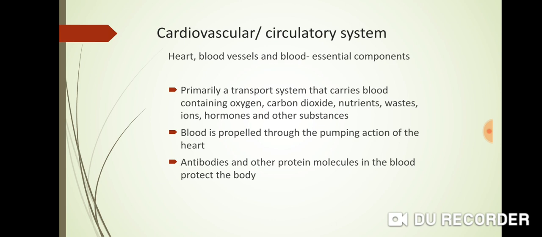Blood is propelled through the pumping action of the heart. It has two components, the pulmonary circulation and the systemic circulation. Pulmonary circulation is the loop through the lungs where the blood is oxygenated, while the systemic is the loop through the rest of the body to provide oxygenated blood, and it functions in two parts, the macrocirculation and the microcirculation.